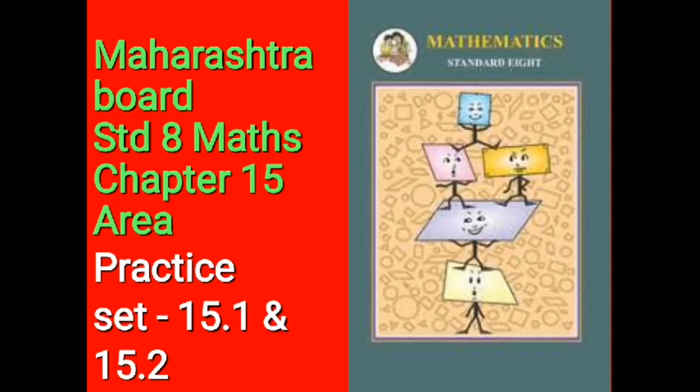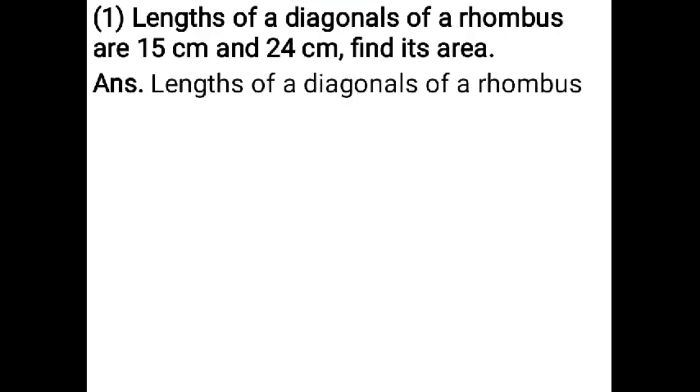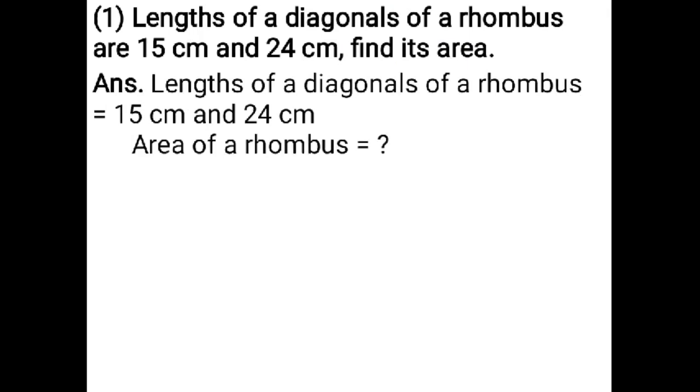Now we will begin practice set 15.2 on textbook page number 97. Lengths of the diagonals of a rhombus are 15 centimeter and 24 centimeter. Find its area. Lengths of the diagonals of a rhombus are 15 centimeter and 24 centimeter. You have to find the area of a rhombus.